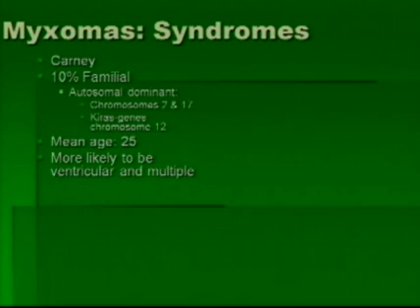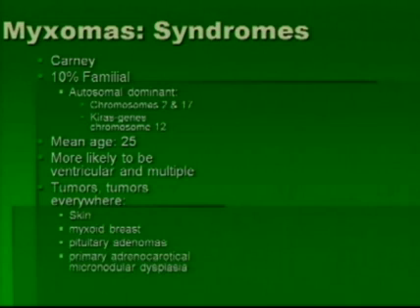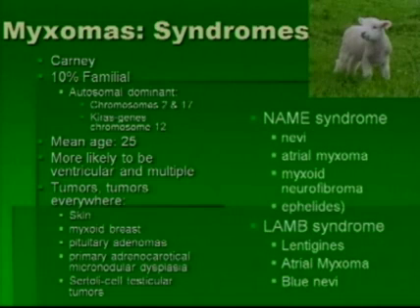Myxomas that occur in the Carney complex are more likely to be in the ventricles and to occur in multiple spots in the heart. Essentially, it's tumors everywhere. Skin, myxoid breast tumors, pituitary adenomas, primary adrenocortical micronodular dysplasia, and Sertoli cell testicular tumors are also found along with the intracardiac myxomas. Other syndromes include the NAME syndrome: nevi, atrial myxomas, myxoid neurofibromas, and ephelids; and the LAMB syndrome: lentiginous, atrial myxomas, and blue nevi.